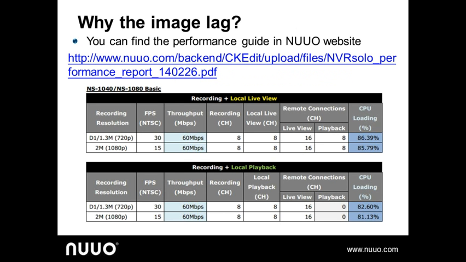And sometimes users may find the image is too laggy on local display, even though they adjust the frame rate to 30 FPS. For this issue, since local display costs CPU resources of NVRsolo, please follow our performance guide to adjust the live view and playback configuration to avoid this issue.